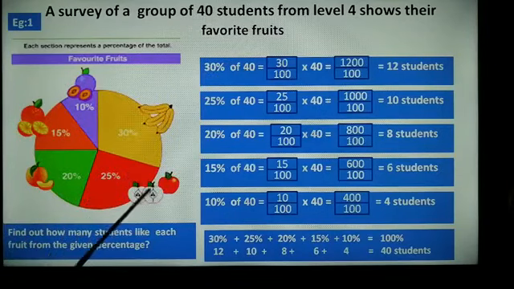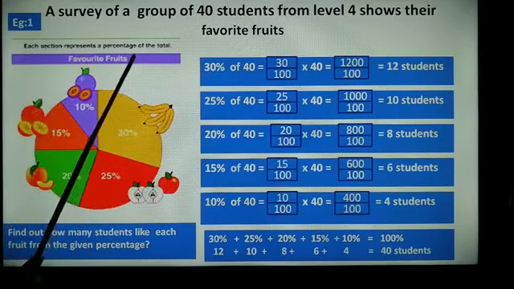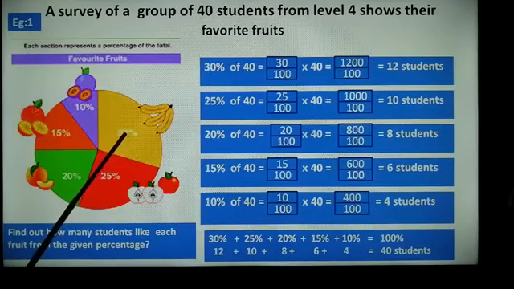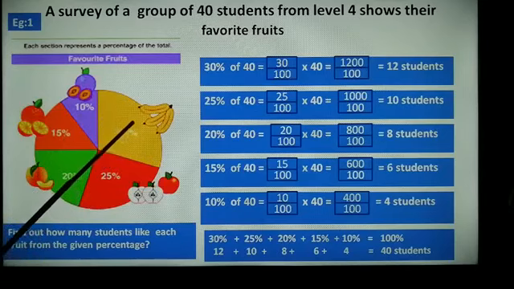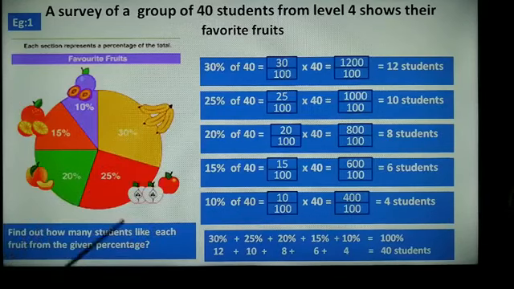Okay, key means the fruit pictures are mentioned here, and the title is given, their favorite fruits, and the data labels with numerical values are given: 30%, 25%, 20%, 15% and 10%. But it is not given how many students like each fruit. Only the percentage is given. So from this percentage, we have to find out how many students like each fruit.